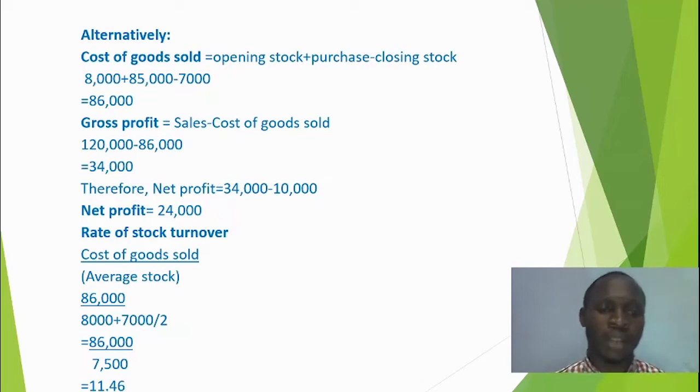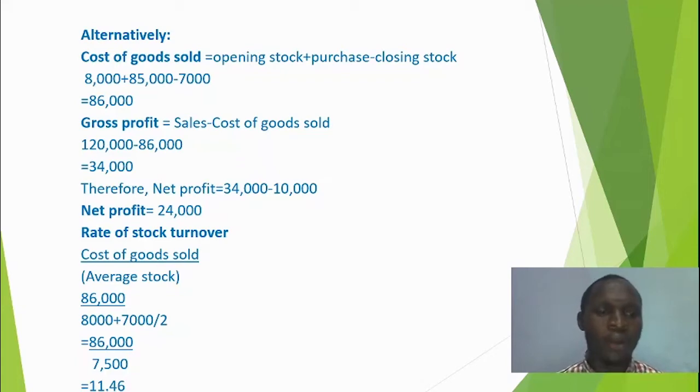Now, to get our net profit is going to be 34,000 minus 10,000. The gross profit is 34,000. Remember, to calculate our net profit, it's going to be gross profit minus expenses, which is 34,000 naira minus 10,000 naira. Our expenses is 10,000 naira. This is how we arrive at our net profit of 24,000 naira.